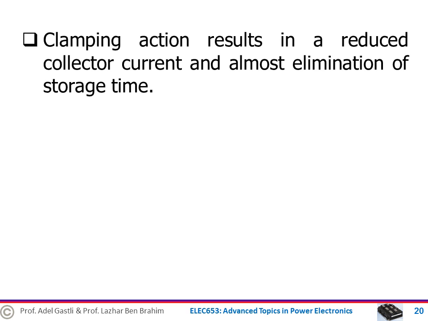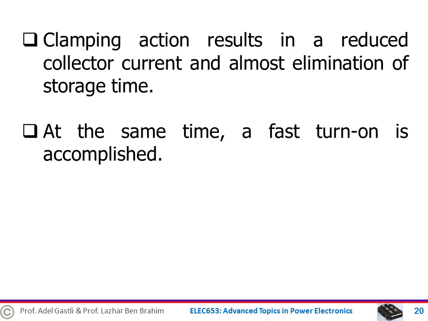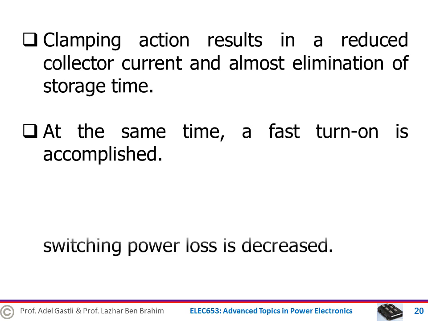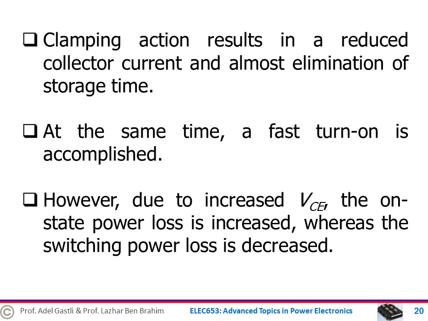So clamping action results in a reduced collector current and almost elimination of storage time. At the same time, a fast turn on is accomplished. However, due to increased value of VCE, a little bit in the soft region, the on-state power loss is increased, whereas the switching power loss is decreased. So it's a compromise between switching losses and on-state losses.